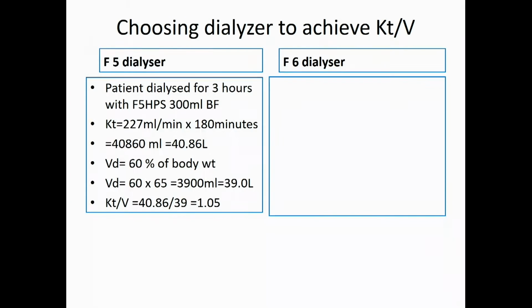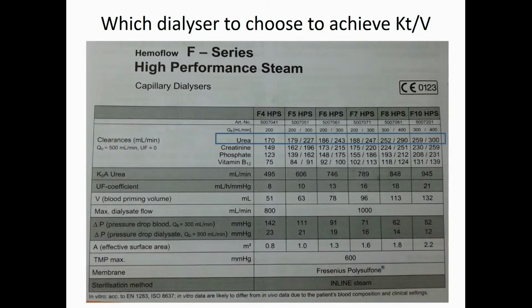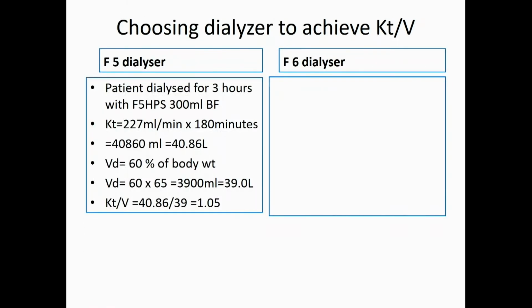So we need to calculate. This person is 60 kilos, so if you take 60% of the body weight as water, it comes to 39 liters. And the clearance of the dialyzer, if you're using 300 ml, F5 will be 227, and F6 at 300 clearance will be 243. So you put it as 223, you are dialyzing for 3 hours, the volume is 39 liters, and the clearance will be 40. So the Kt/V that you are getting is 1.05. So it is inadequate, but you are not taking into account the ultrafiltration.